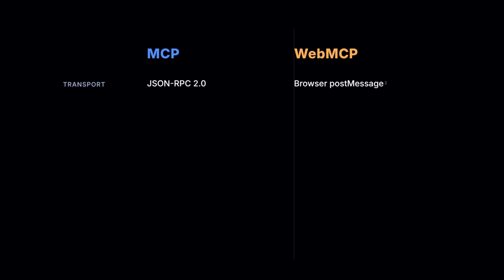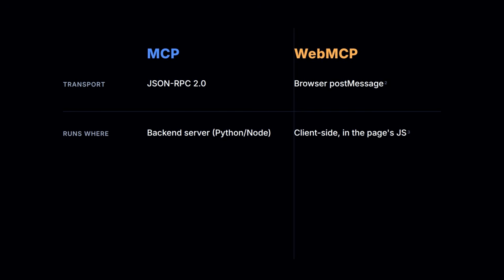MCP, the one you know, talks over JSON-RPC. WebMCP talks over the browser's postMessage, different transport, full stop. MCP runs as a server, Python, Node, wherever you host it. WebMCP runs inside the page itself in JavaScript. There's no backend to deploy. You write a JS function, and the browser handles turning that into something an MCP-speaking agent can actually call. It's not that your page magically becomes an MCP server. The browser sits in between and does that translation for you.